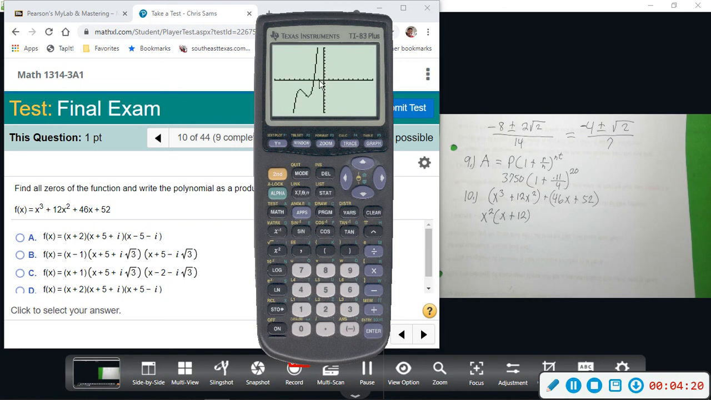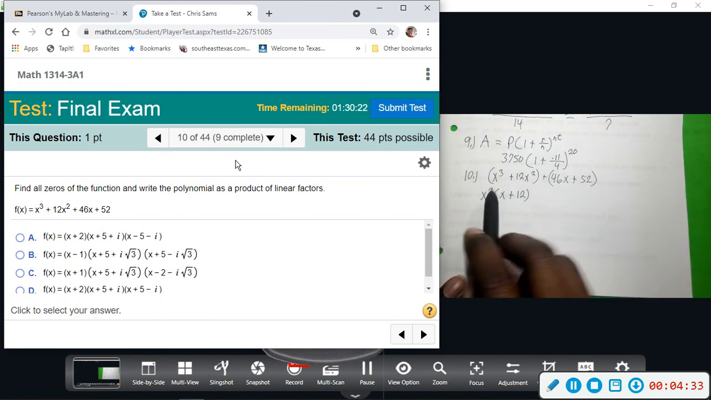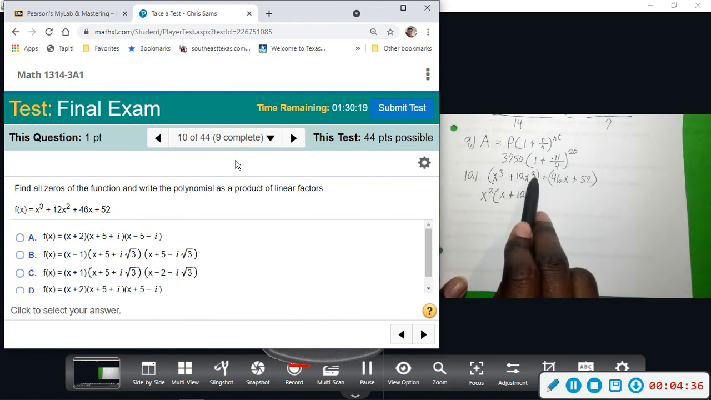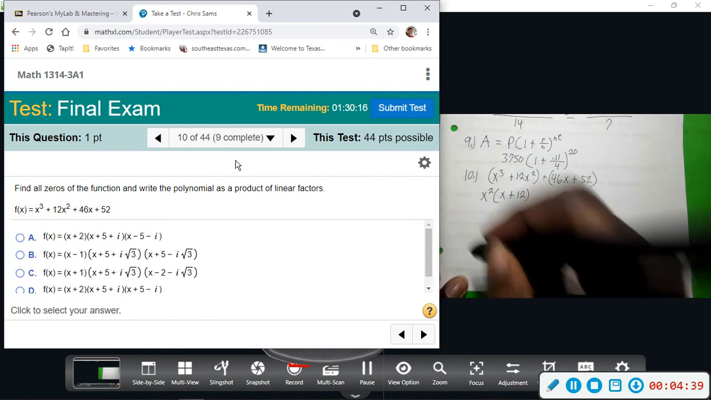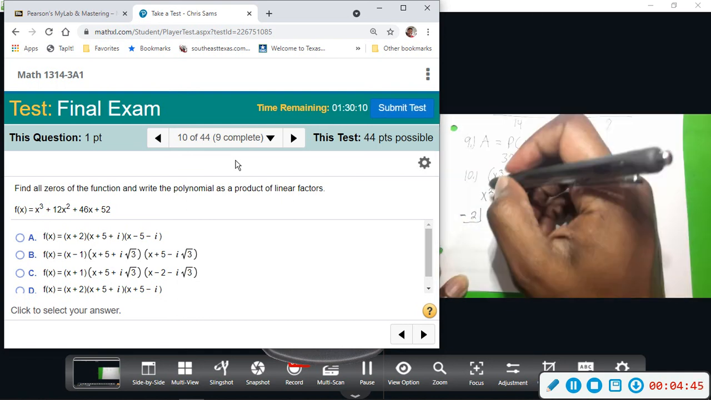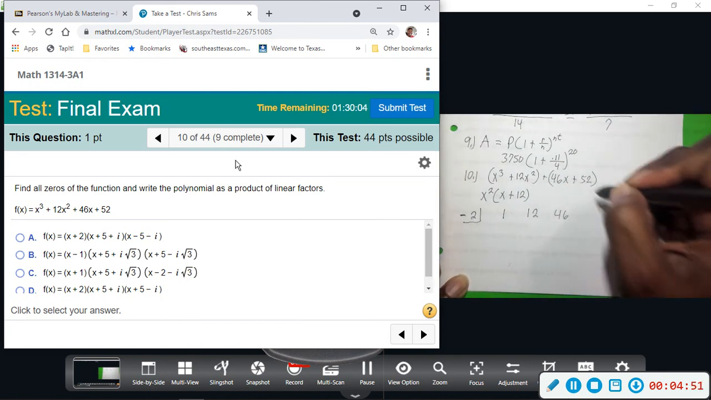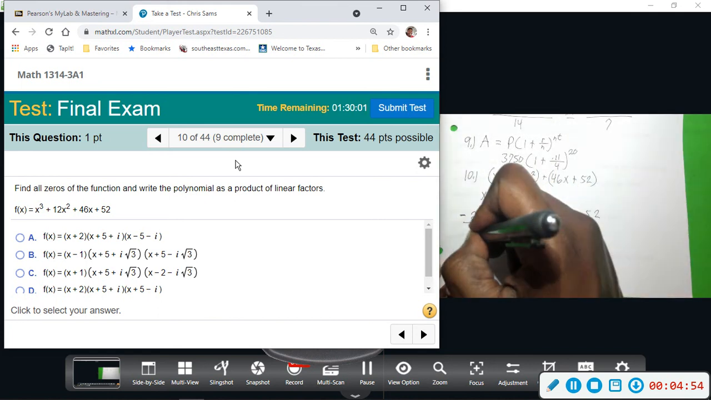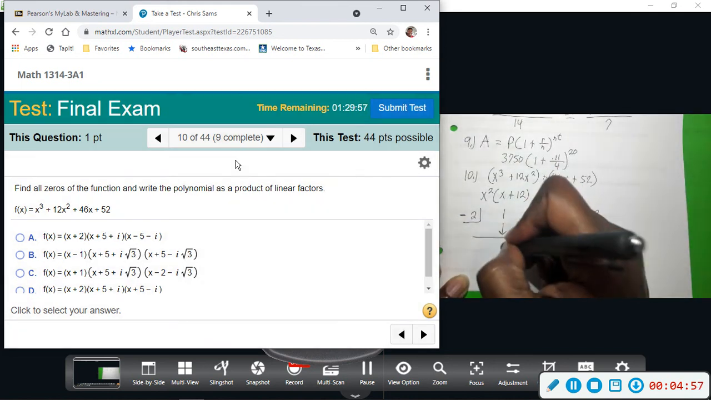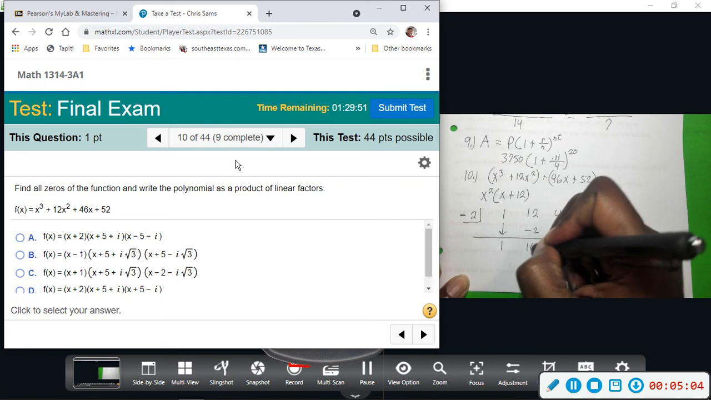Now what it looks like is that this graph is crossing at -2, and then the other ones will be imaginary. So I'm going to do synthetic division with -2. So if I look at my original problem, we have a third power, second power, first power, 0. I have all my terms. The calculator showed me -2. So I'm going to use -2, and then my coefficients will be 1, 12, 46, and 52. You bring the first term straight down, multiply -2, combine by adding, that would give us 10.